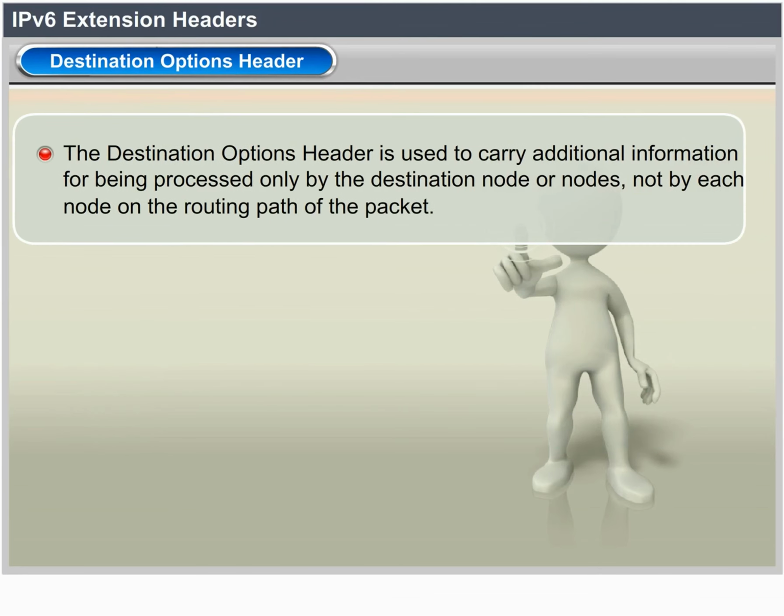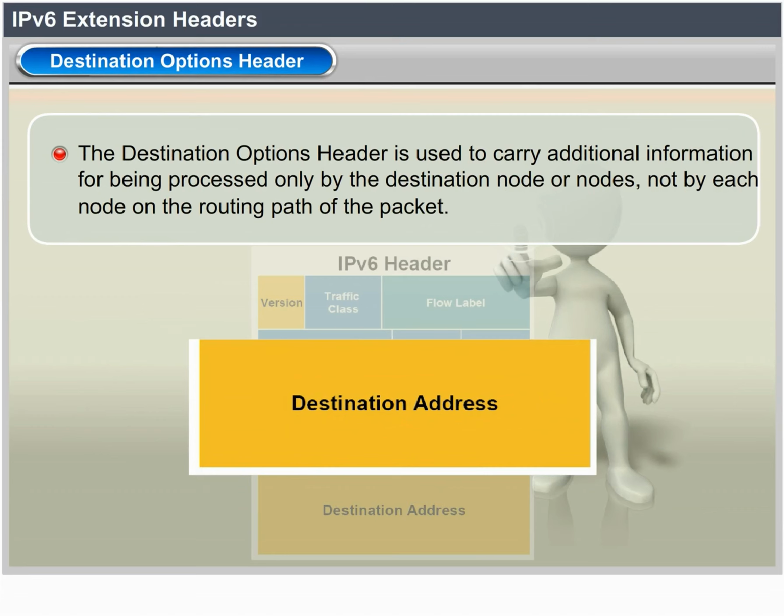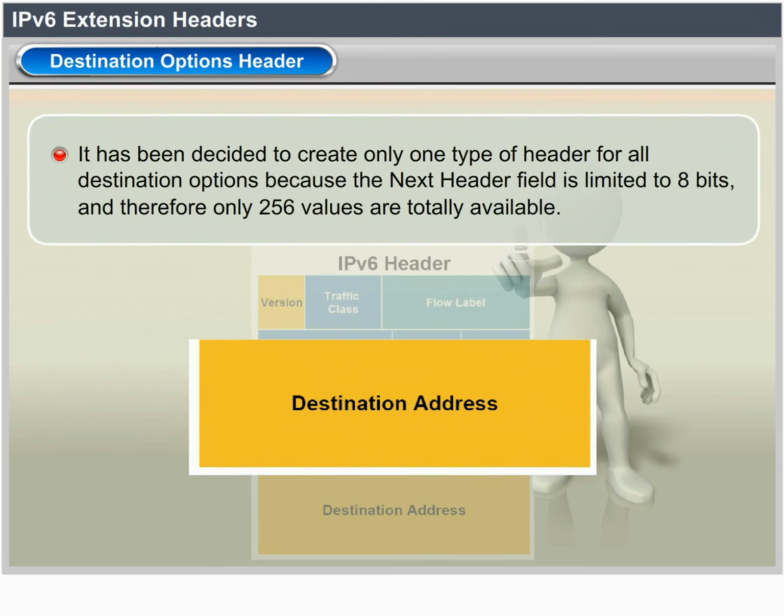The destination options header is used to carry additional information that must be processed only by the destination node or nodes, not by each node on the routing path of the packet. This kind of header is identified by a next header field value of 60. It has been decided to create only one type of header for all destination options because the next header field is limited to 8 bits and therefore only 256 values are totally available.